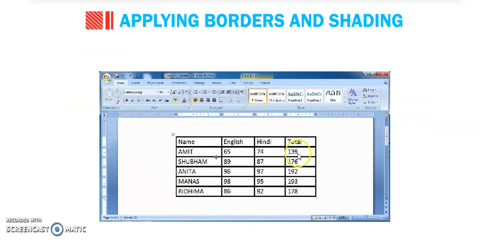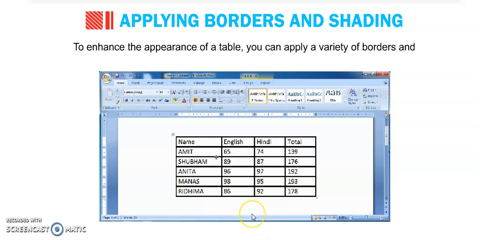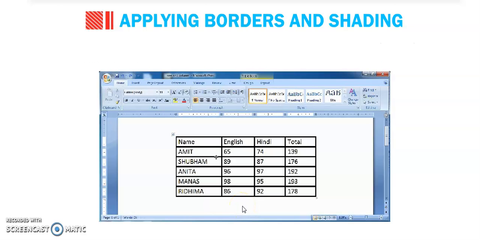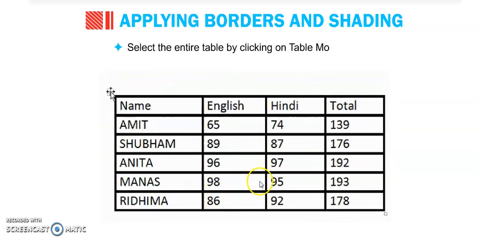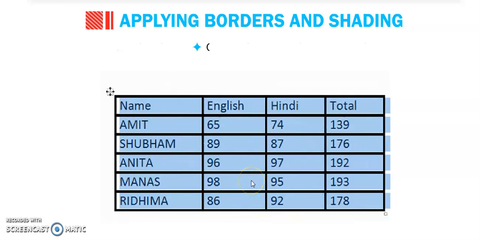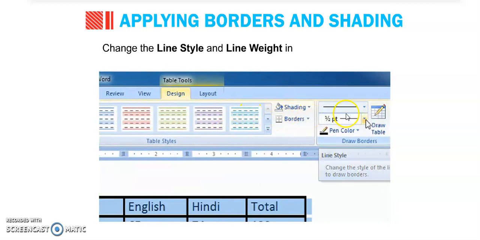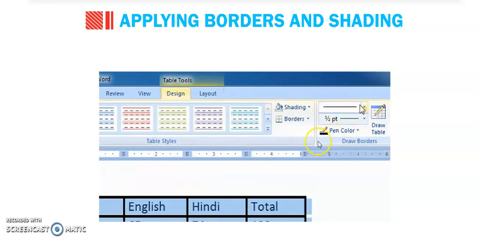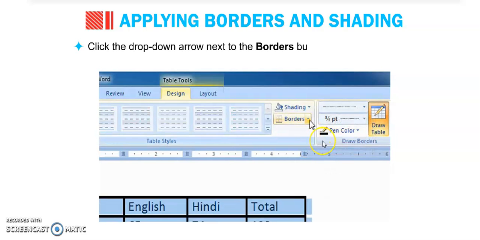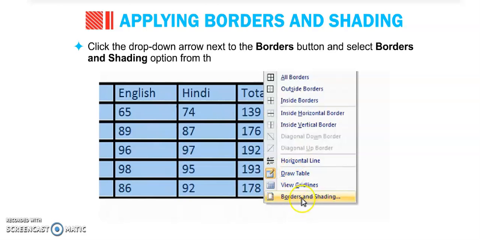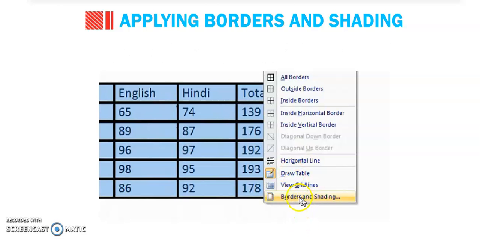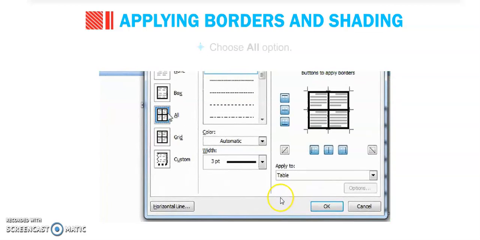We can change the border of the table in MS Word, and we can do the shading also. To enhance the appearance of a table, you can apply a variety of border and shading styles. For this, you have to select the entire table by clicking on the Table Move handle. Then click on the Design tab. Change the line style and line width in the Table Styles group. And then click the drop-down arrow next to the Borders button and select the Borders and Shading option from the drop-down list. Next, choose the All option.